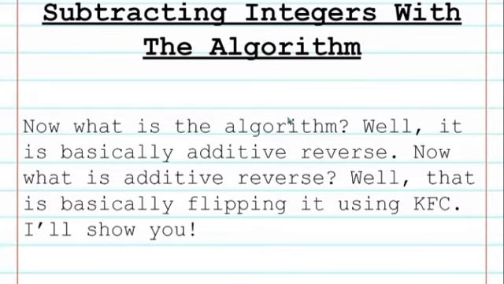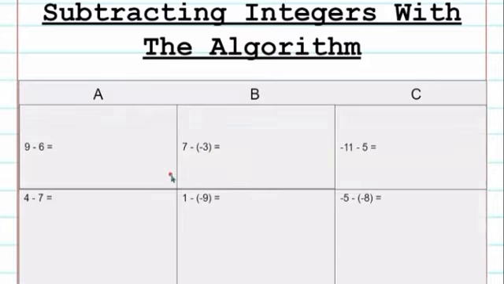Now, what is the algorithm? Algorithm. Why did I mess that up? Okay, algorithm. Well, it's basically additive inverse. Now, what is additive inverse? Well, that's basically flipping it using KFC. I'll show you what KFC is.